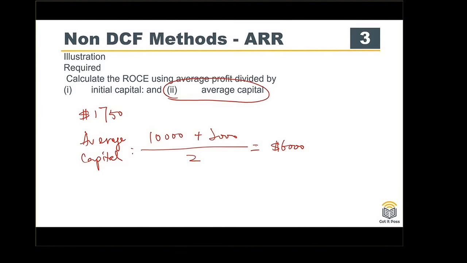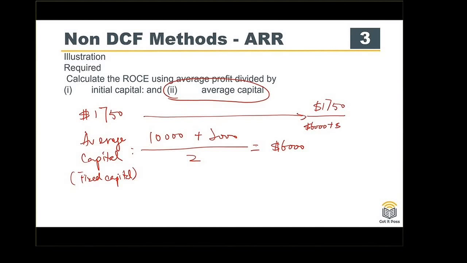Closing capital is 2,000 because it is scrap value. Opening capital is the cost, 10,000. So the average capital of fixed capital here is 6,000. So here we got 1,750 divided by 6,000 plus $3,000. So we got 19.4%.